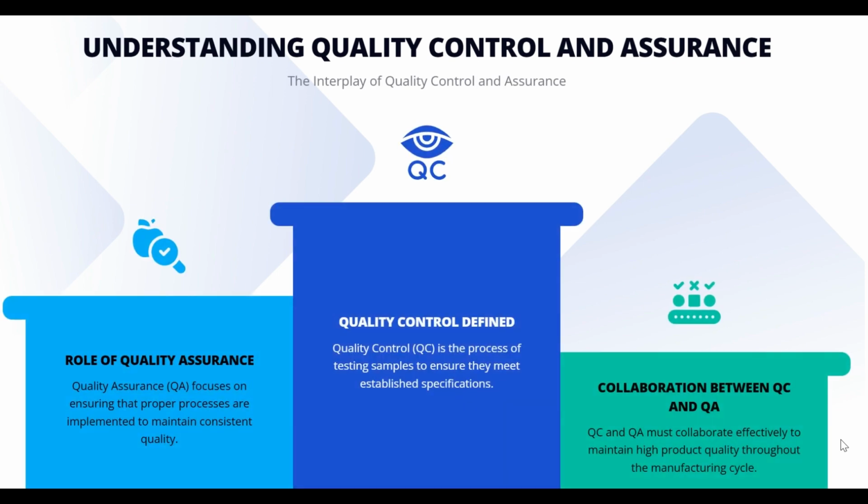So the interplay of quality control and assurance, these two are very important in maintaining the integrity as well as the efficacy and the safety. The role of quality assurance is focused on ensuring that the proper processes are implemented to maintain consistent quality, and quality control is the process of testing samples to ensure they meet established specifications. These should collaborate effectively to maintain high product quality throughout the manufacturing cycle.